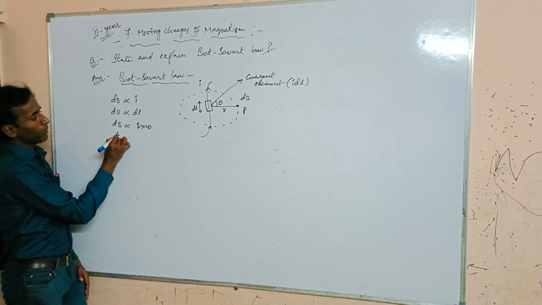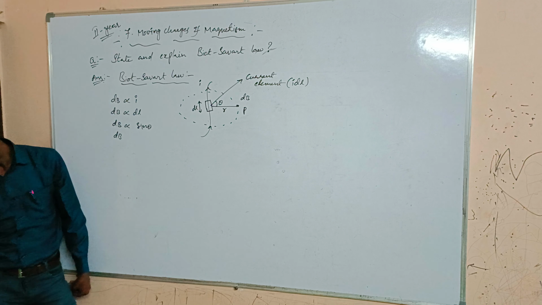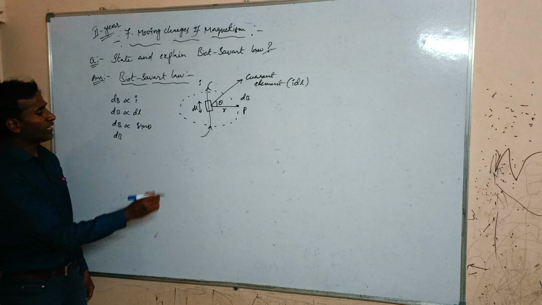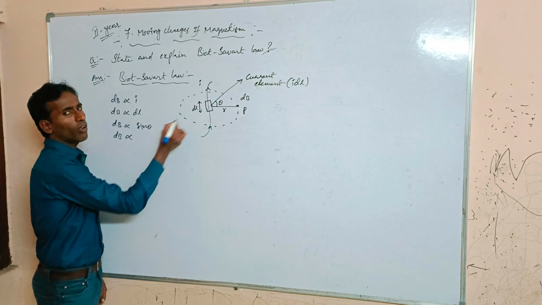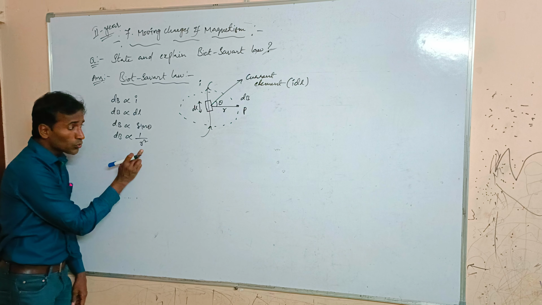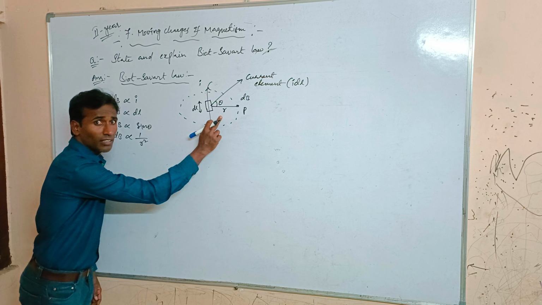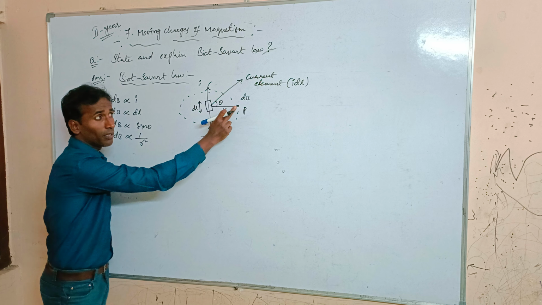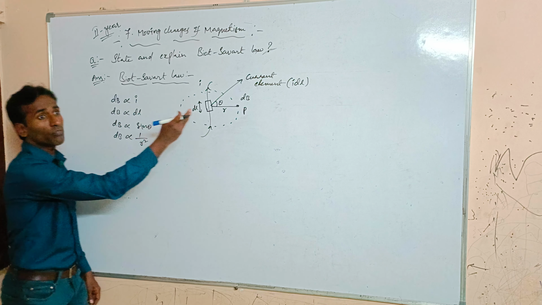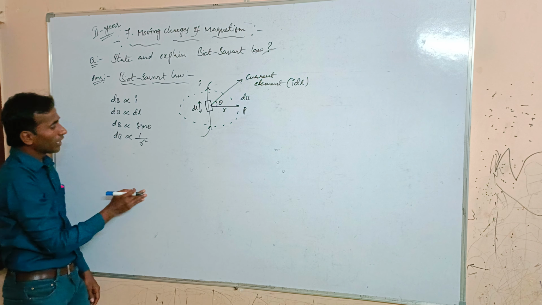Then again, the magnitude of magnetic field is inversely proportional to the square of the distance between them, that is, between the point where we have to find the magnetic field and that element.